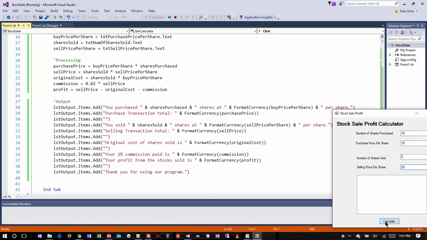Just to make sure, because we put in that original cost thing. Original cost of shares sold is 50, that's right. All the other numbers we know are correct. The output looks pretty good. I would call this a successful program.